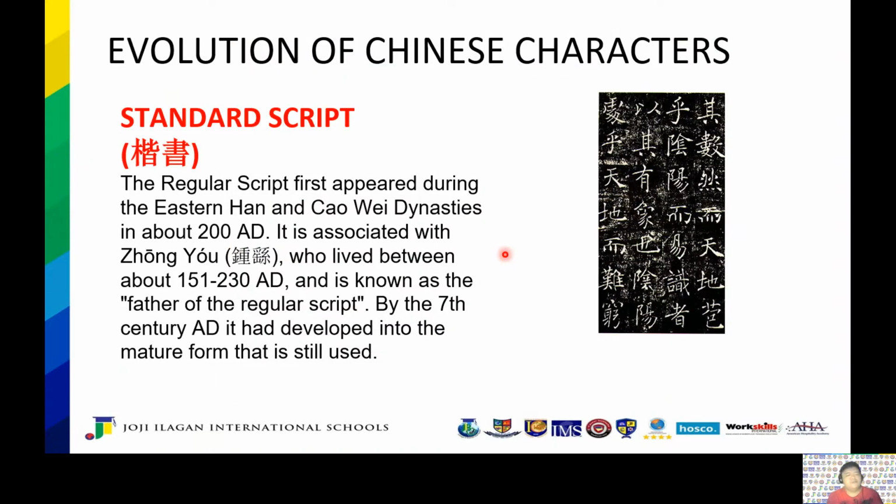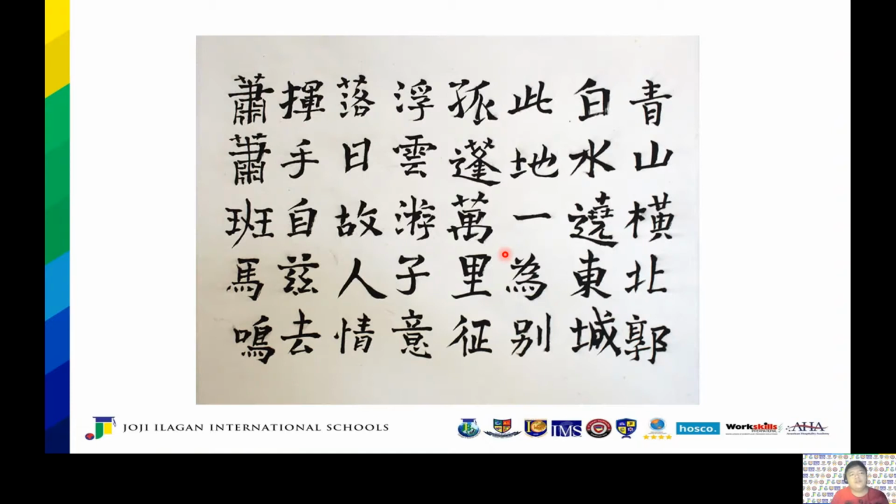Next is the standard script. This appeared in the Han and Wei dynasties around 200 AD. Zhong You was attributed with inventing the standard script, or regular script, that is known today. By the 7th century AD, it had developed into the mature form that is still used today. That is the usual script we are used to writing today. All the characters we're learning here are actually formed using the standard script, the standard form of the characters.